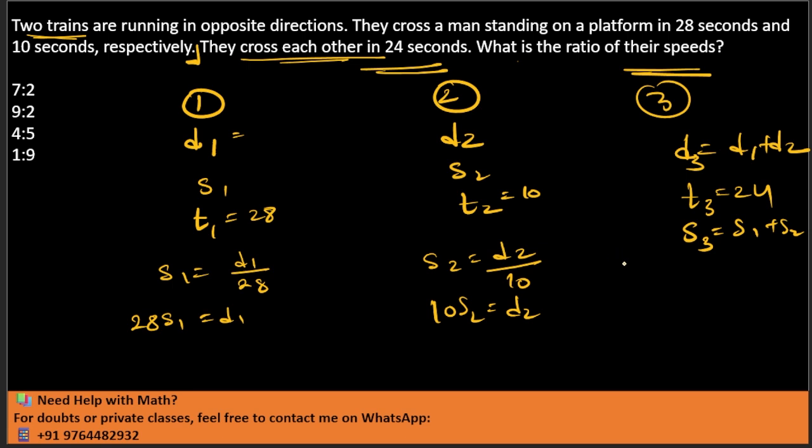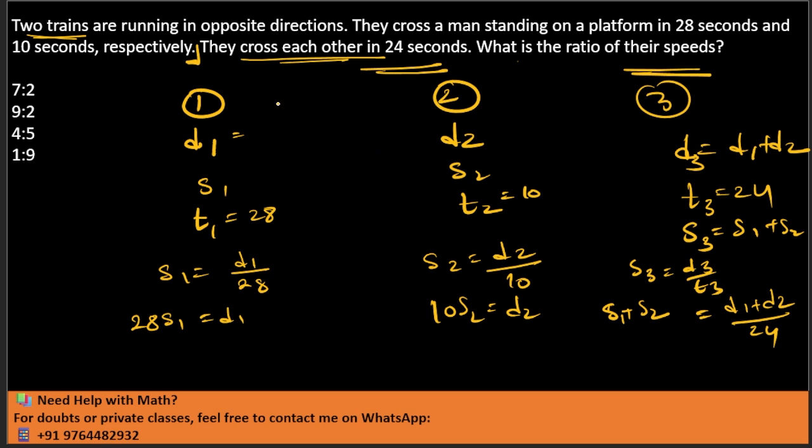Because we have the time given, if I apply the formula, speed s3 is equal to d3 upon t3. So the speed is equal to s1 plus s2, and d3 is equal to d1 plus d2, upon 24. I hope you are getting it right.